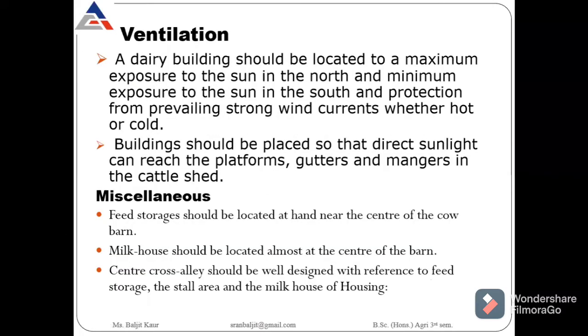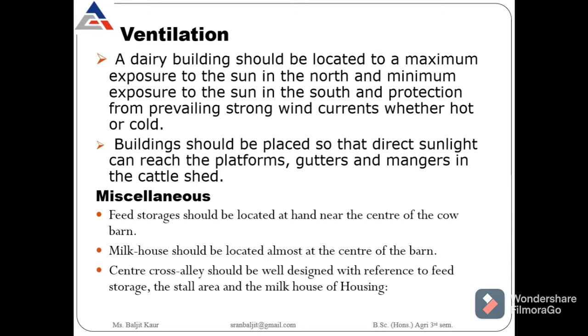And ventilation. Ventilation should be proper in the cattle shed, because the cows or buffaloes or the cattle which are residing in the shed, they are excreting there only. So if ventilation is proper and sunlight is proper on the areas, then there will be no bad odor in the sheds, right? So ventilation should be proper and sunlight should be proper in the cattle sheds.